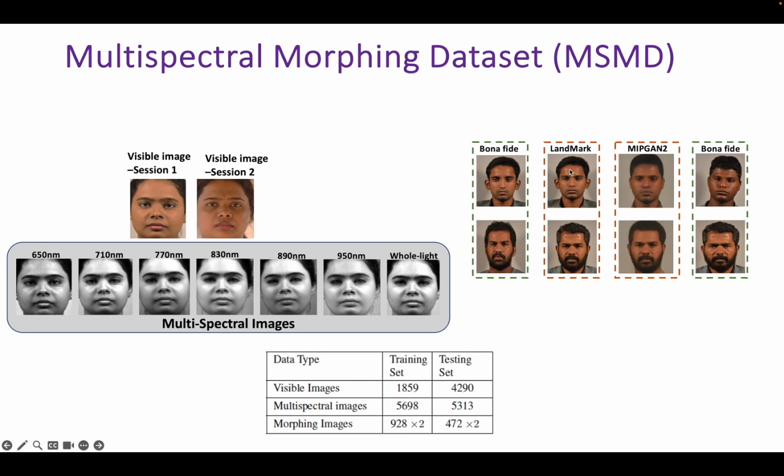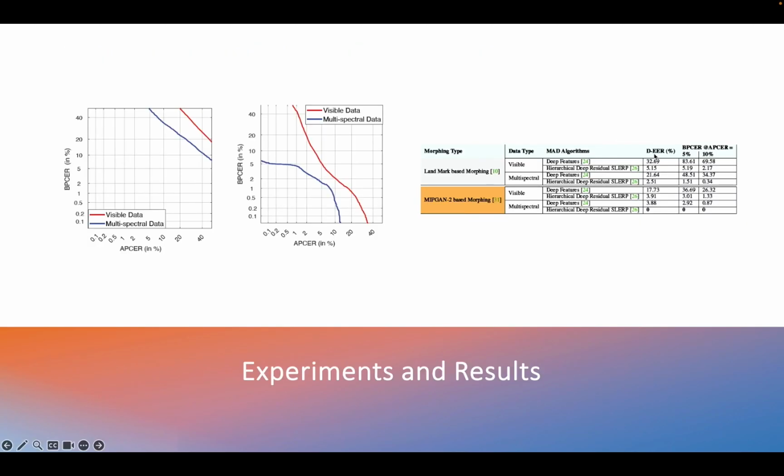For the morphing generation, we used one non-deep learning based and one deep learning based technique. For the non-deep learning based technique, we used the open source landmark approach available in OpenCV, and for the deep learning based technique, we used the open source code available on GitHub named MIPGAN 2. Then we ran a series of experiments, but for the short duration of this presentation, I'm presenting just one result, where we clearly show that irrespective of the morphing generation type, the use of multispectral for DMAD provides an excellent improvement in performance over the visible band.